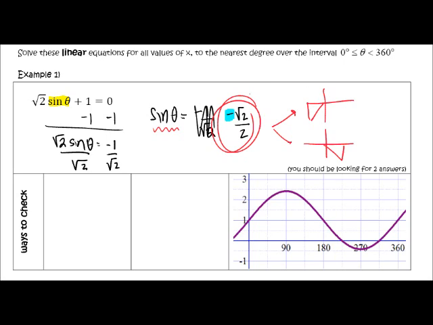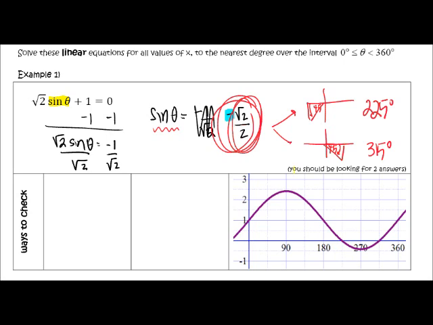In quadrant 3, rad 2 over 2 represents the sine of 45. So that means the 45-degree reference angle in quadrant 3 and the 45-degree reference angle in quadrant 4 are the answers. All we have to do is figure out what 180 plus 45 is, and also 360 minus 45. 225 and 315 are the angles then that solve this equation.